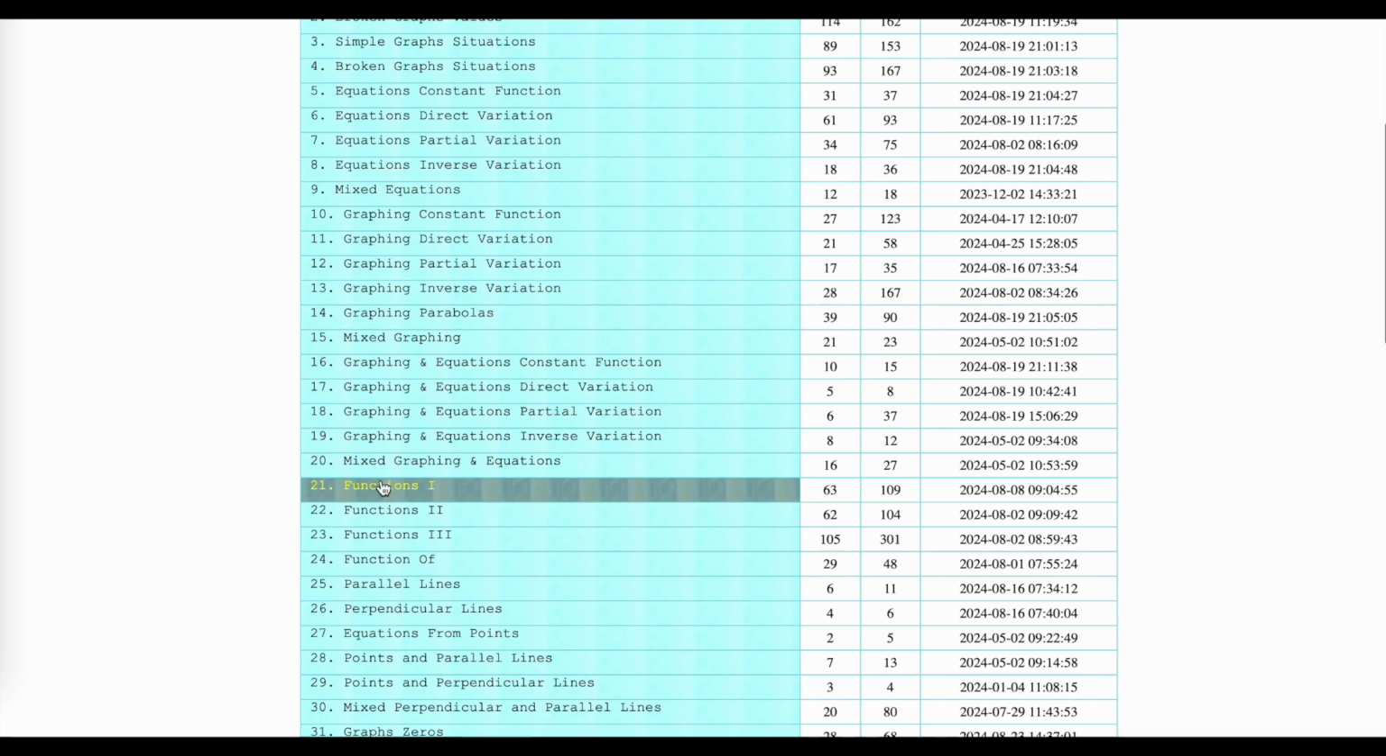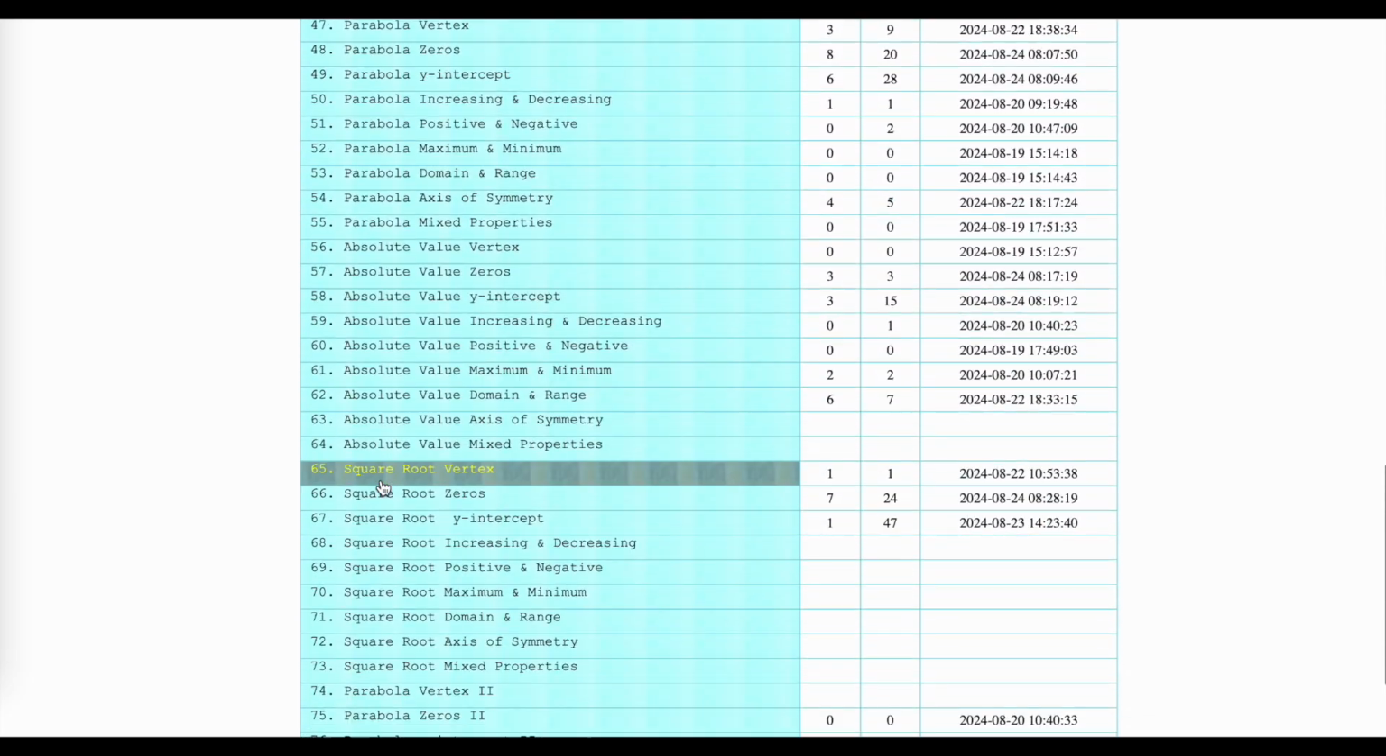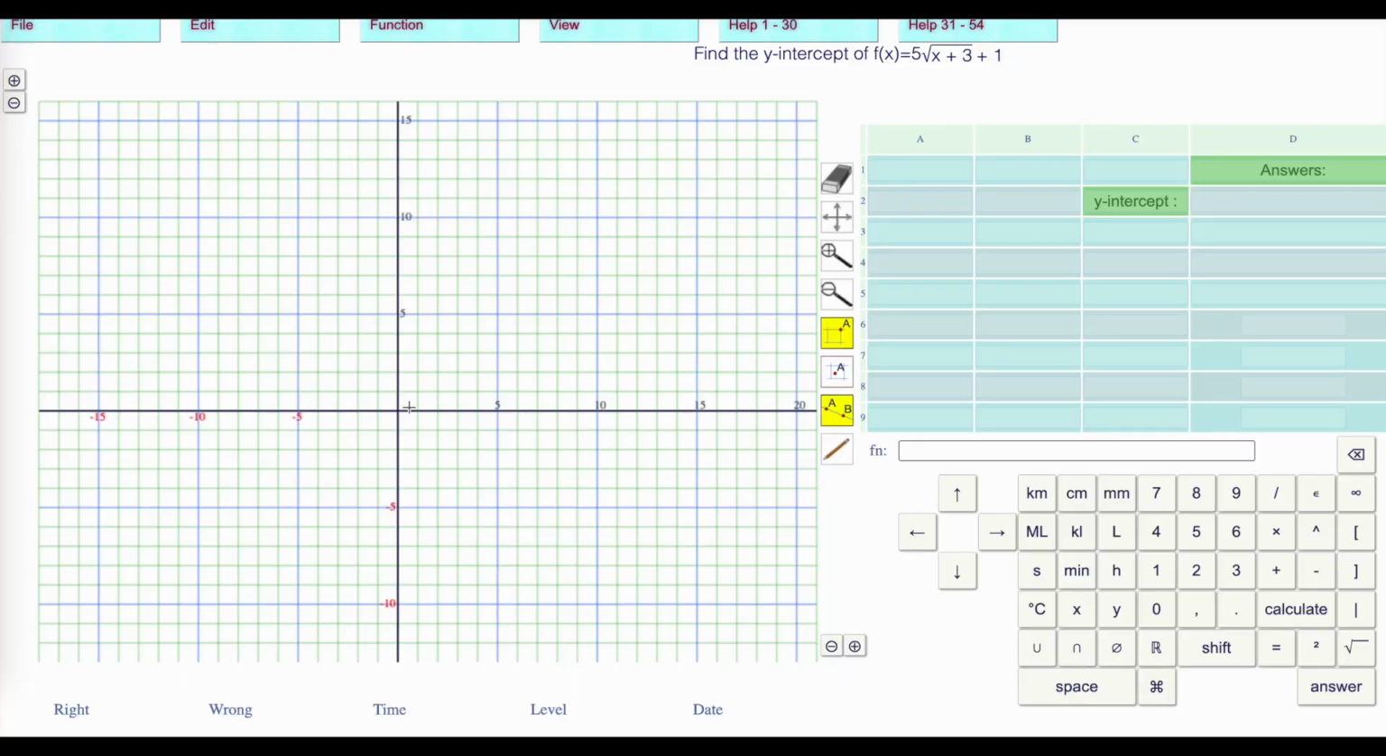Let's look at the y-intercept of the square root function. The vertex is negative 3, positive 1. It's opening up. It's going to do this sort of thing. We don't always have a y-intercept. In this case, we do have a y-intercept. Let's see what this looks like.